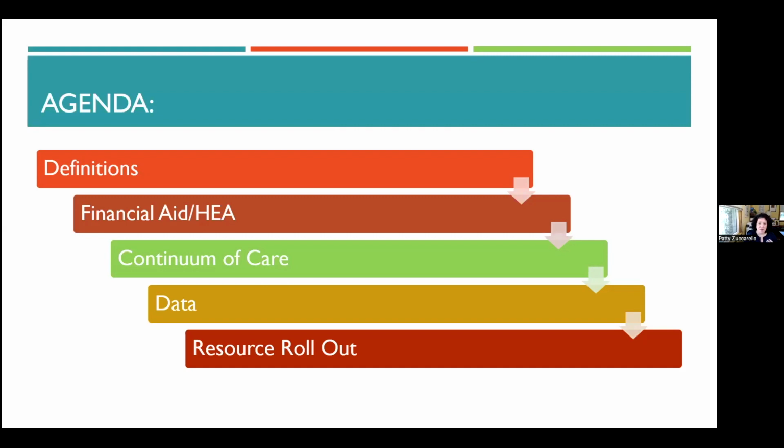We're going to talk about the McKinney-Vento, specifically that piece of legislation and what the definitions are for homelessness that are included there. And then we'll talk a little bit about financial aid and the HEA, and then again, more definitions around continuum of care, how you access it, what that is. And then looking a little bit at data for the national picture, but then also in terms of what ICCB is hoping that you're able to provide at the end of the year. And then finally, we'll talk about how to roll out resources to your students, since that's a significant component of the responsibilities for the liaisons.